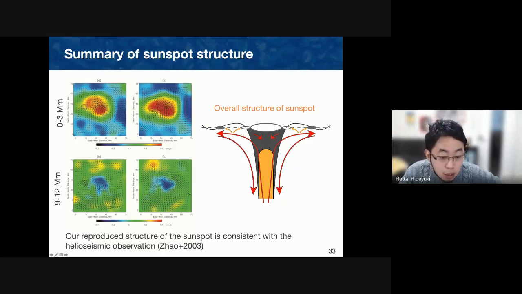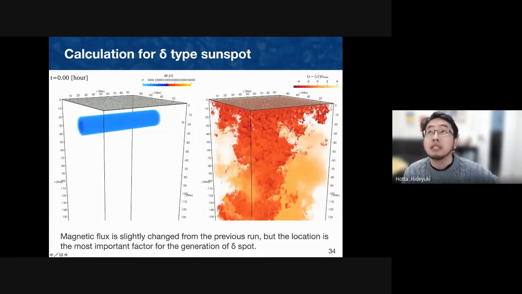Okay, so this is a calculation for the normal sunspots. In the 5 minutes maybe, we also show the calculation of the delta type sunspots. The formation of the normal sunspot and a delta type sunspot just depends on the location of the initial flux tube. The turbulence is chaotic, and the initial position is very important. When we change the initial position, sometimes it causes the normal sunspot and sometimes causes delta sunspot.